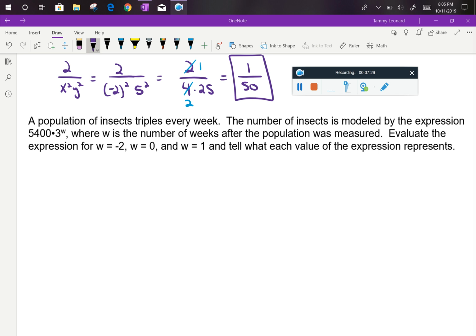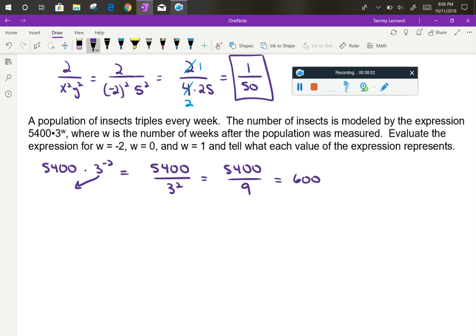So first, let's just plug things in and do the arithmetic. If I have 5,400 times 3 to the -2nd. So that's using the first value for w. Remember, a negative exponent means something belongs in the denominator. So 5,400 divided by 3 squared. Applying the order of operations, we should square the 3. So this is 5,400 divided by 9. Now when you see the 54 in 5,400 and the 9, you should realize that 54 divided by 9 is 6. But since it was really 5,400, that's going to be a 600.